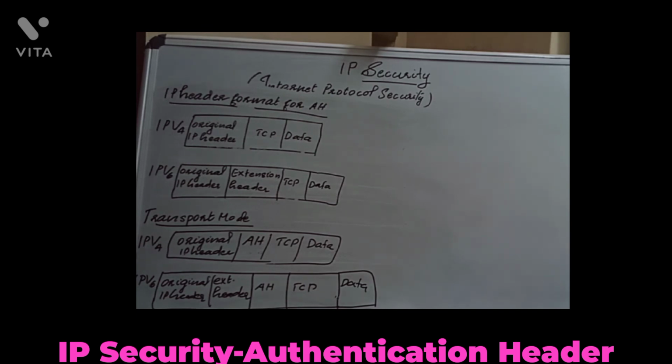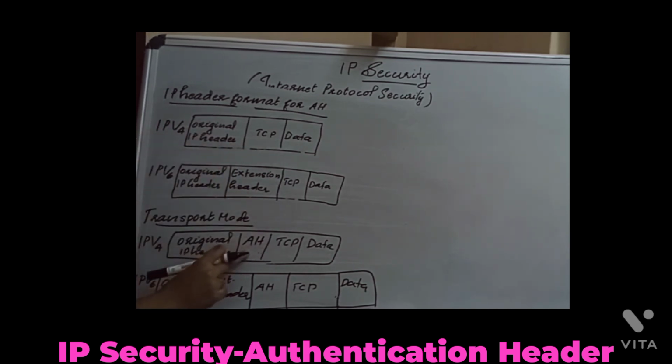Then we'll see the packet format, the header format of IPv4 and IPv6. This is the actual header format of IPv4. Into this, we inserted the AH protocol in between the original IP header and TCP. Here also the AH protocol is inserted after the original IP header. So that is transport mode. Next we'll see tunnel mode.